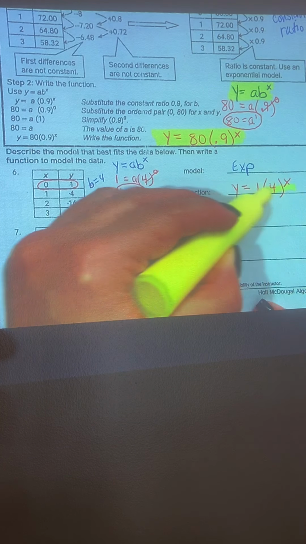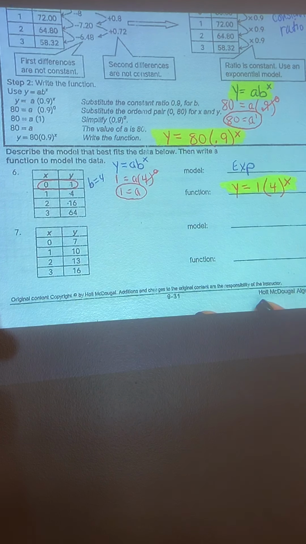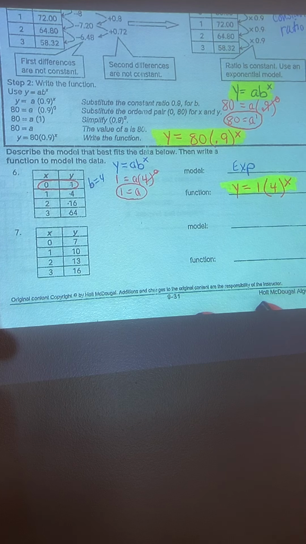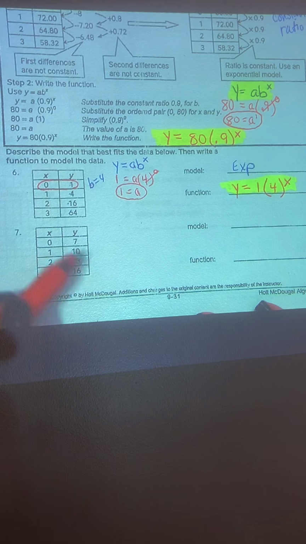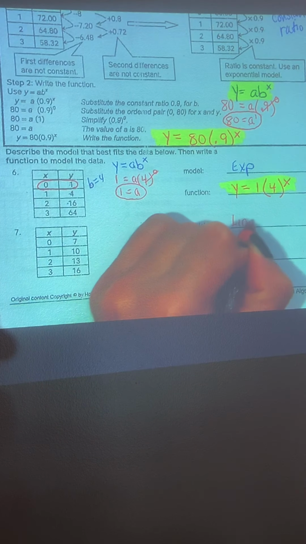Okay, let's try the next one. Let's see if this is exponential. All right, 7, 10, 13, and 16. That does not look exponential to me. That is not being multiplied, but it looks like there's a common first difference. Common first difference means linear. Okay, so therefore it's linear.